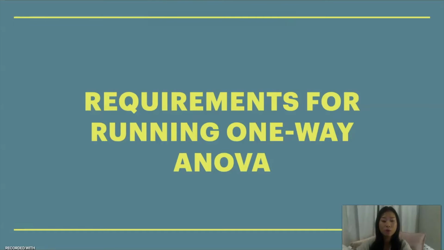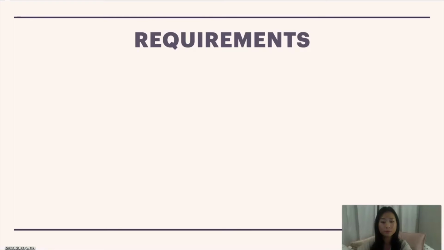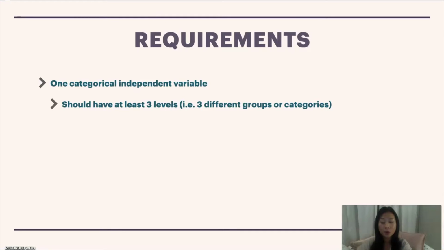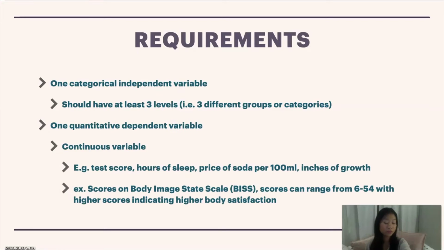So let's discuss some requirements for running a one-way ANOVA. So we need at least one categorical independent variable, and this should have at least three levels, or three different conditions, and one quantitative dependent variable that is continuous. So here are some examples: test score, hours of sleep, price of soda, inches of growth. So these are all things that can be compared to one another and things that can be measured, and they can range from a scale as well, just like the example I put in here.